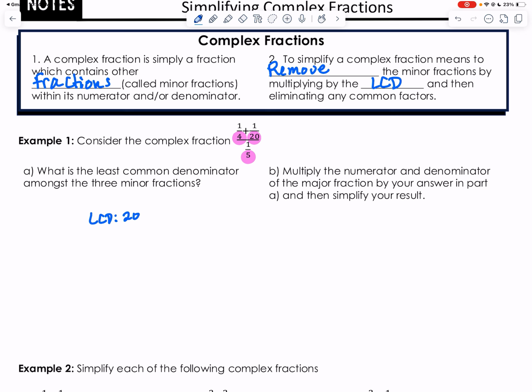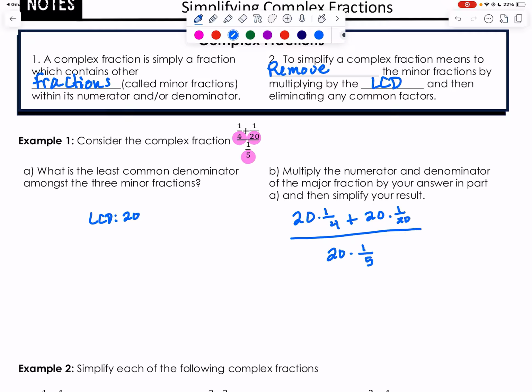Now, in part B, it says multiply the numerator and denominator of the major fraction by your answer in part A, and then simplify the results. So if I multiply 20 times each fraction, watch what happens. So I'm going to take 20 times a fourth plus 20 times 1/20 over 20 times 1/5. Now, after you get that all written down, you're just going to multiply each term by your LCD. Now you're going to use cross-canceling.